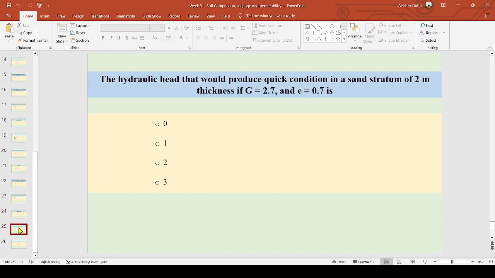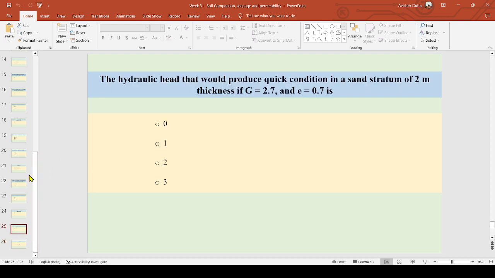Next question. It is a similar question. A hydraulic head that would produce quick condition in a sand stratum. Here to find out the hydraulic head which will give rise to quicksand condition in a sand stratum which has a thickness of 2 meter, specific gravity is 2.7 and void ratio is 0.7. Please mark the words carefully. I have asked you to find out the hydraulic head in this question. Okay, hydraulic head that can produce a quicksand condition in a layer of thickness of 2 meter, specific gravity 2.7 and void ratio of 0.7.